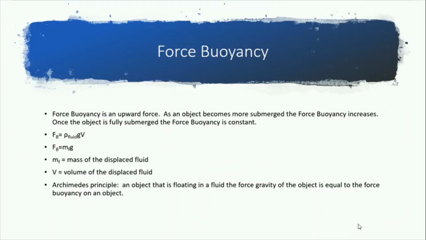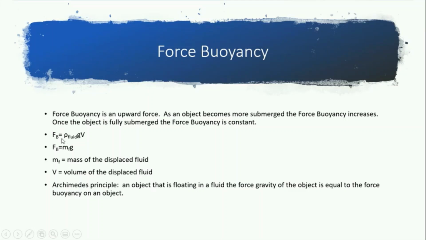All right, so we are going to pick up with force buoyancy. Force buoyancy is an upward force. As an object becomes more and more submerged, so picture, here's the water level and here's my object, I'll use this book as my object. If I were to push it underwater, the force buoyancy would increase and increase. And then once it's fully submerged, no matter how far down I push it, force buoyancy isn't going to change on it.